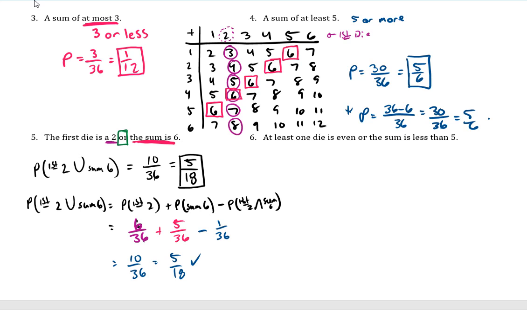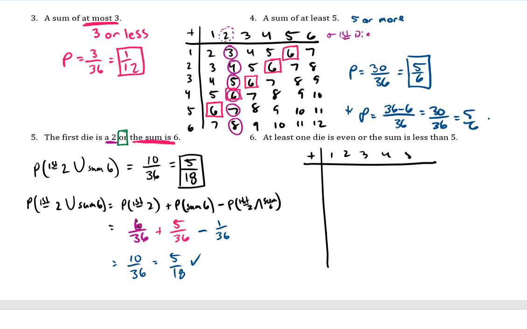Okay, so that just shows a variety of ways to do these problems. All right, let's see this one last one. So at least one die is even, or the sum is less than 5. All right, now again, I'm going to redraw this out. Let's get one more table going.